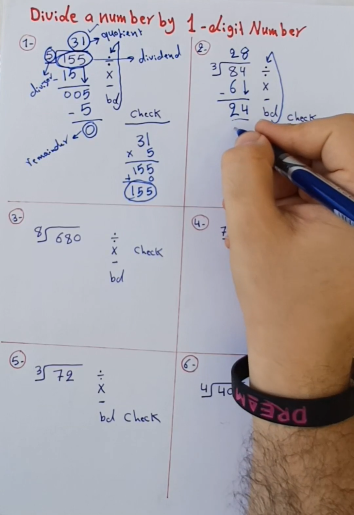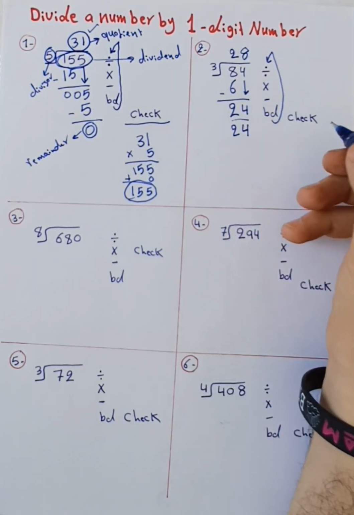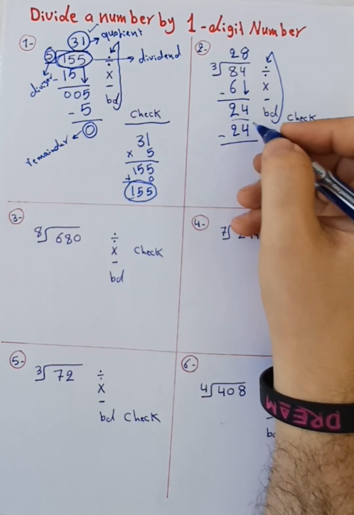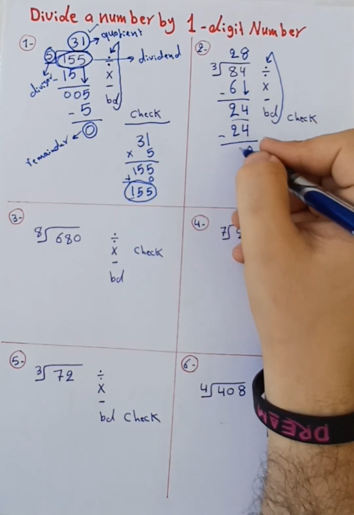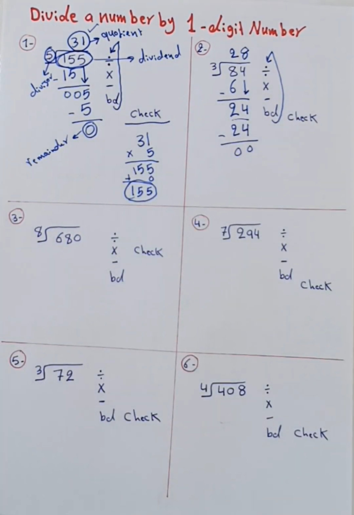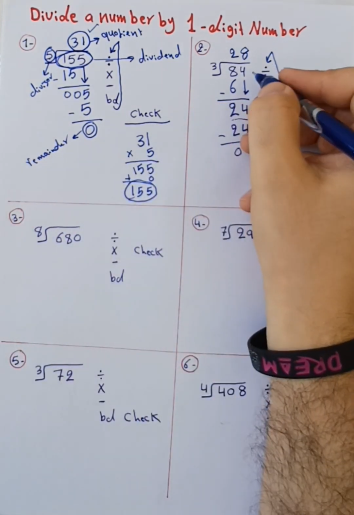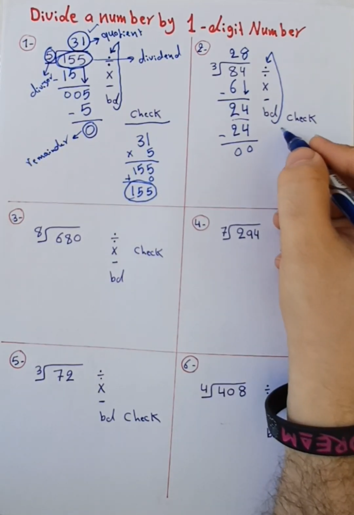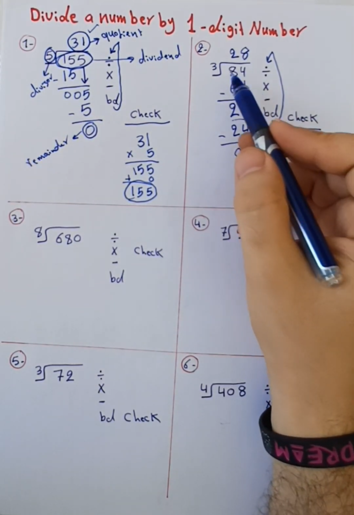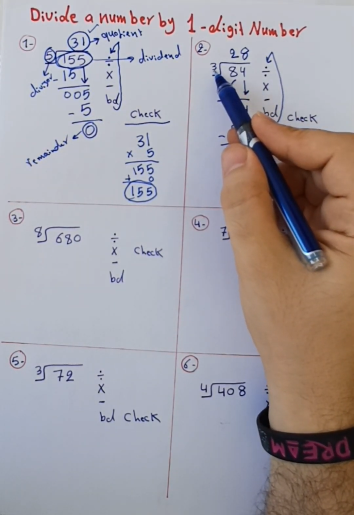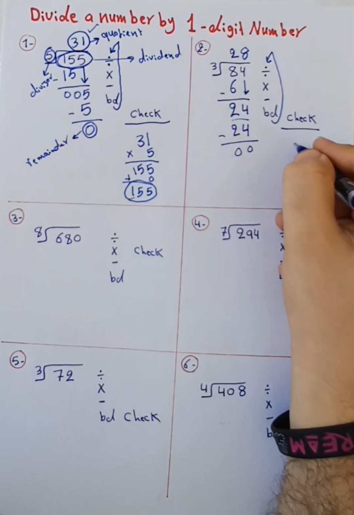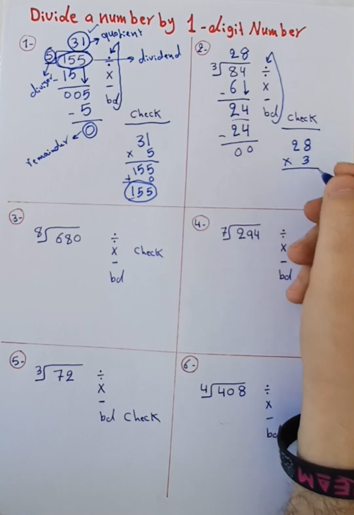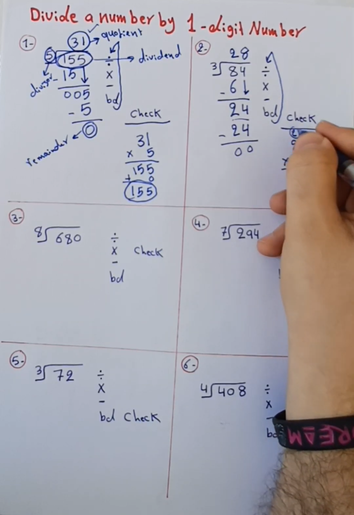8 times 3 equal to 24, and then after multiply we have subtract. 4 minus 4 is 0. 2 minus 2 is 0, and then after subtract we have bring down, but we don't have any number after 4, so we have to stop here. And then for check step we have to multiply this divisor by the quotient. 28 times 3. 3 times 8 equal to 24. You have to regroup it.